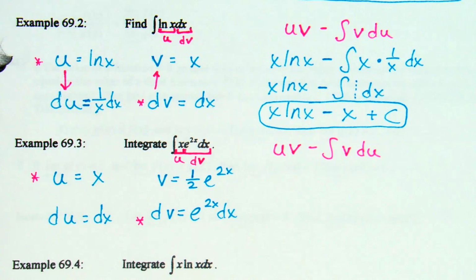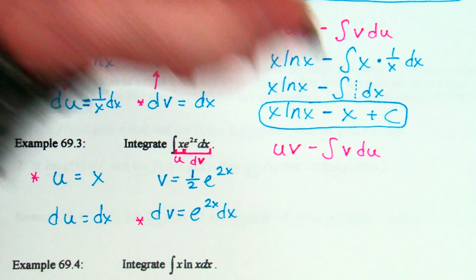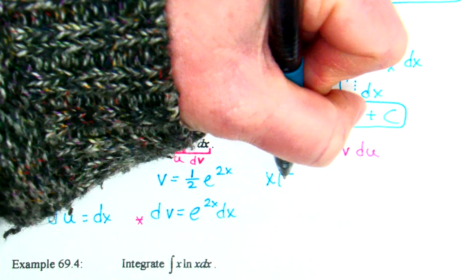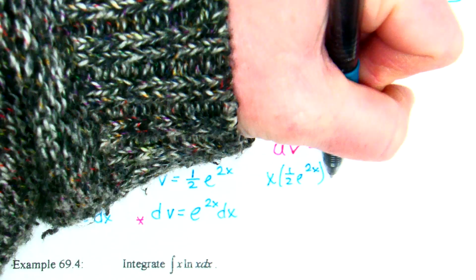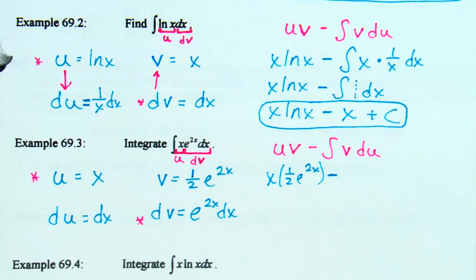Are you guys okay with that? I'll write it for the moment as x times 1/2 e to the 2x, but I'm going to have another line I can clean it up in. I like the 1/2 x e to the 2x. That's perfect. Okay? Minus the integral of v du.